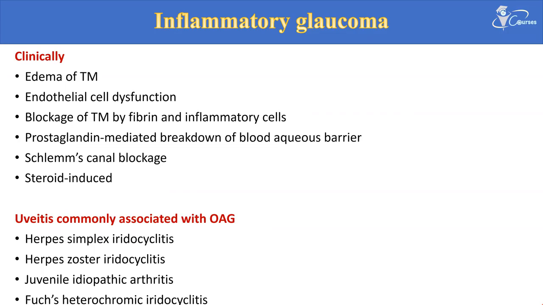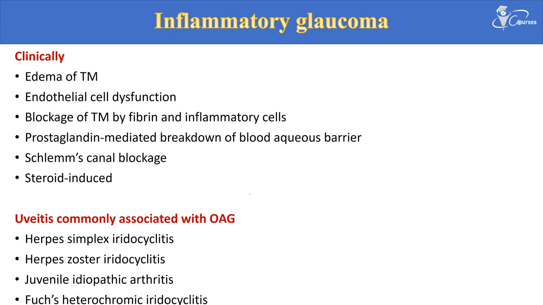Those patients will have inflammation, a source of inflammation or uveitis, which will be causing edema of the trabecular meshwork, endothelial cell dysfunction, blockage of the trabecular meshwork by fibrin and inflammatory cells, and prostaglandin-mediated breakdown of the blood aqueous barrier, bringing more inflammatory mediators and making the aqueous thicker because of plasma proteins, resulting in more blockage of the trabecular meshwork, Schlemm's canal blockage, and steroid induced.